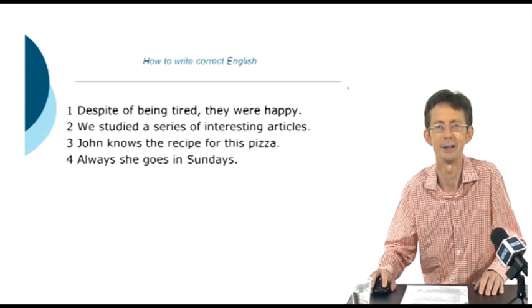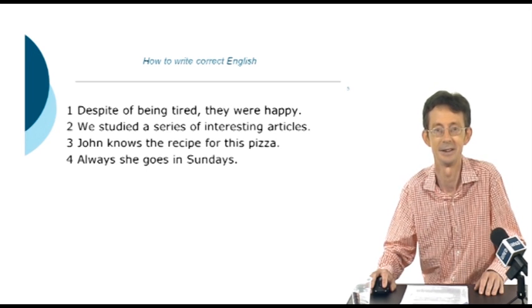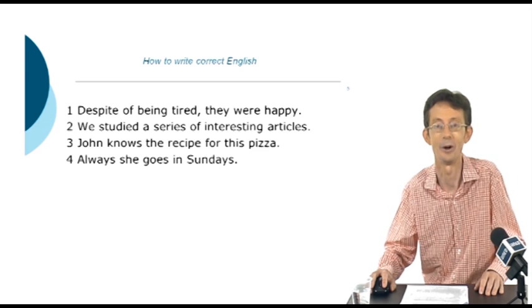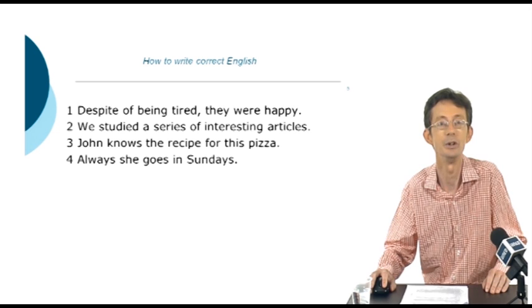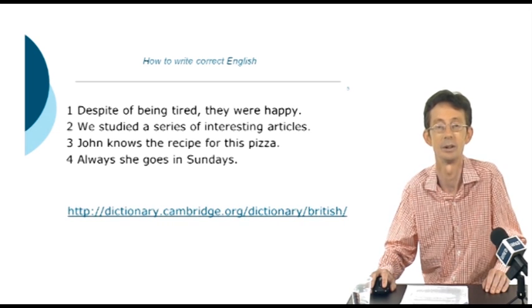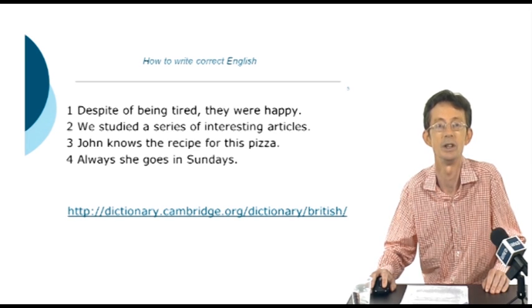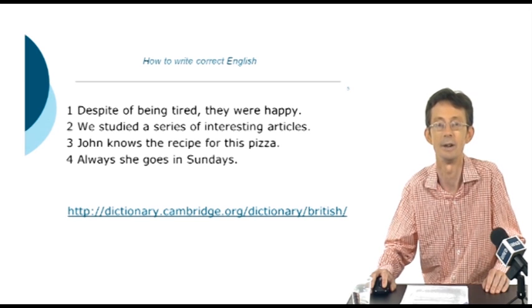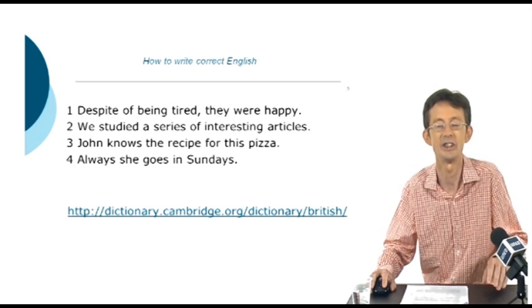It may be they are all correct. It may be they are all incorrect. It may be that some are correct and some are not. It's for you to decide, and I want you to use the Cambridge Advanced Learners Dictionary, which is online at this address. Use the dictionary in the way I have shown you. Check in the dictionary to see if you can find evidence that the sentences are correct or incorrect. If you decide a sentence is incorrect, then write down the correct version.